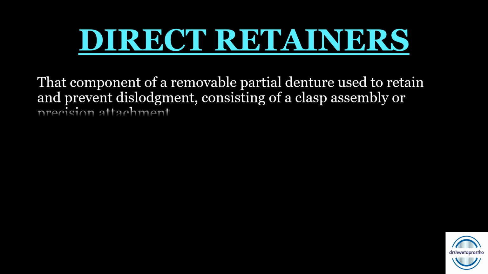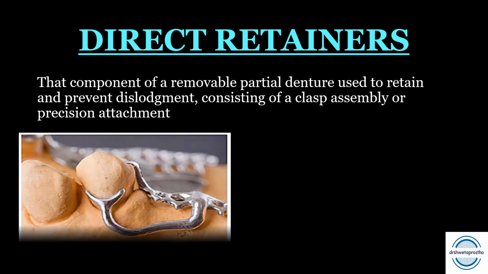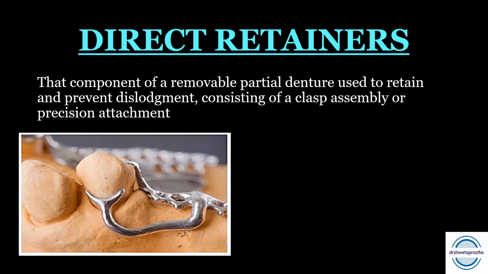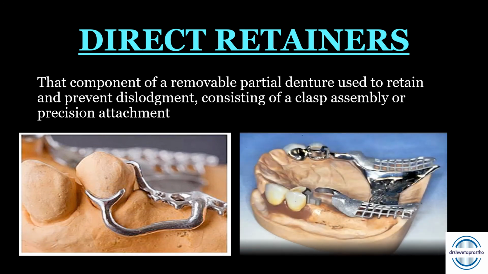Direct retainers. Direct retainers are the components of the RPD used to retain and prevent the dislodgement. That means they will not allow the RPD to come out. It consists of a clasp assembly or attachment. Direct retainers can be of two types, intracoronal and extracoronal.